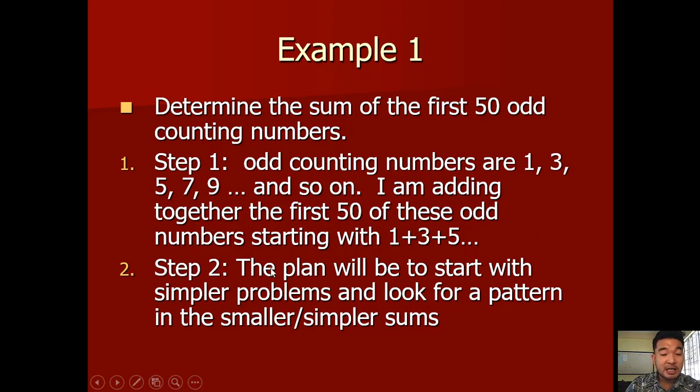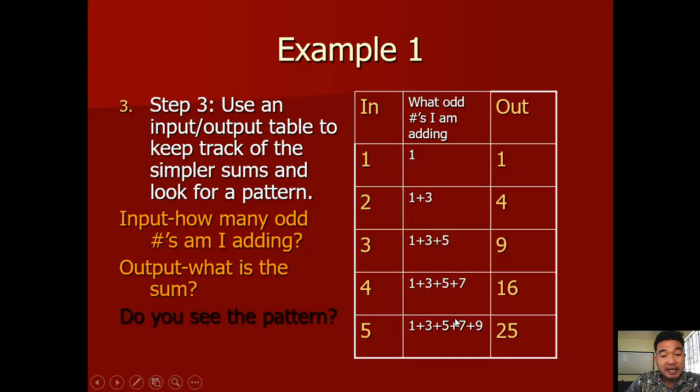And then step 2 is to plan. Plan what to start with simpler problems and look for a pattern in the smaller or simpler sum. Of course, mahihirapan kayo kung i-add nyo ng isa-isa yung 50 odd numbers. Though meron na tayong calculator, you will be arriving at a correct answer, but it's better if you apply this problem-solving strategy para mas maging madali ang pagsasolve.